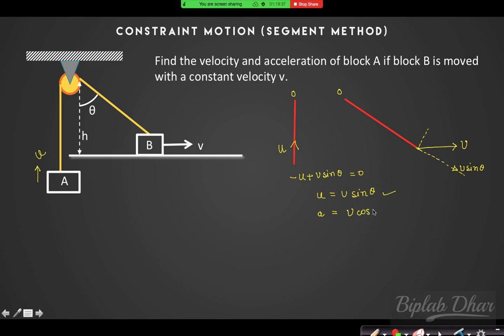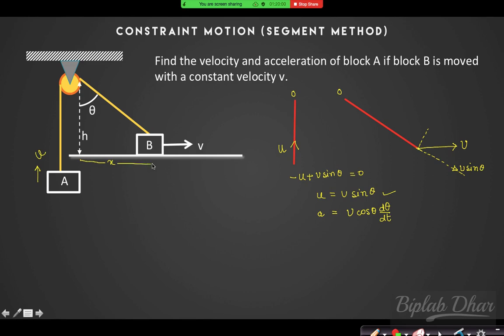It's not just cos theta, it is cos theta into d theta by dt, with respect to time. The problem is that I do not know what d theta by dt is. How can I find it? Sorry, what is x? It is h tan theta by v.